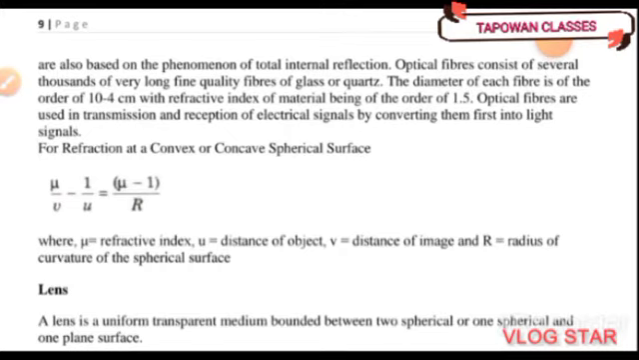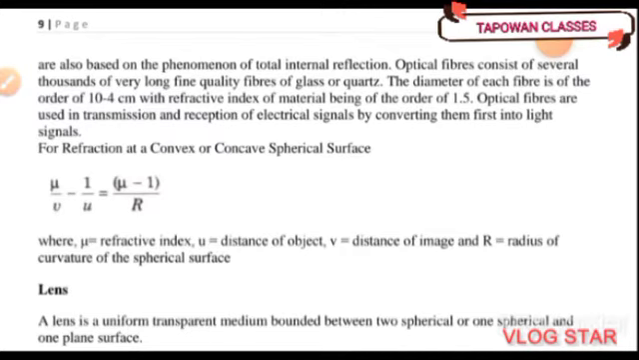That is known as optical fiber. They are very tiny fibers used for the reception of the electrical signal by converting them first into light signals.